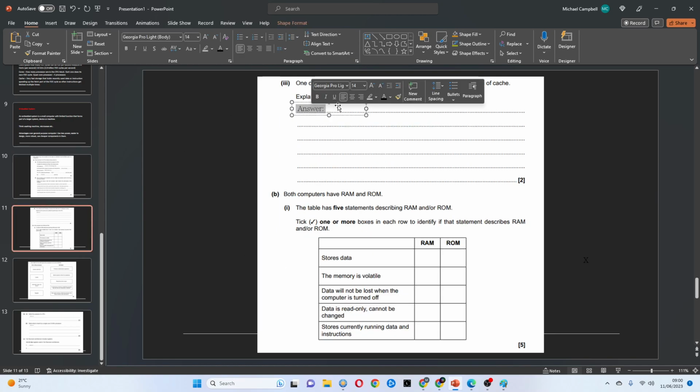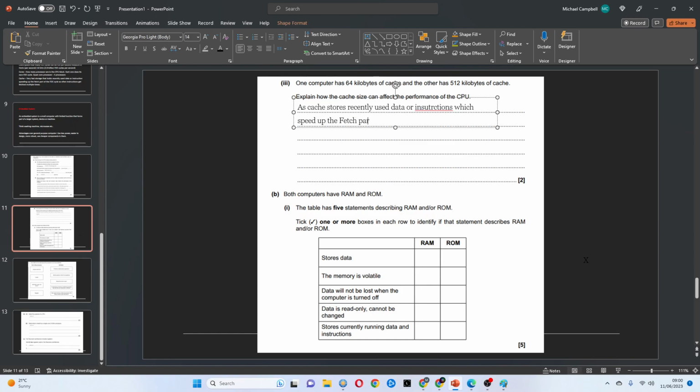Next one, explain how the cache size can affect the performance. As cache stores recently used data or instructions which speed up the fetch part of the FDE cycle, it would be better if more recently used data or instructions were in cache.